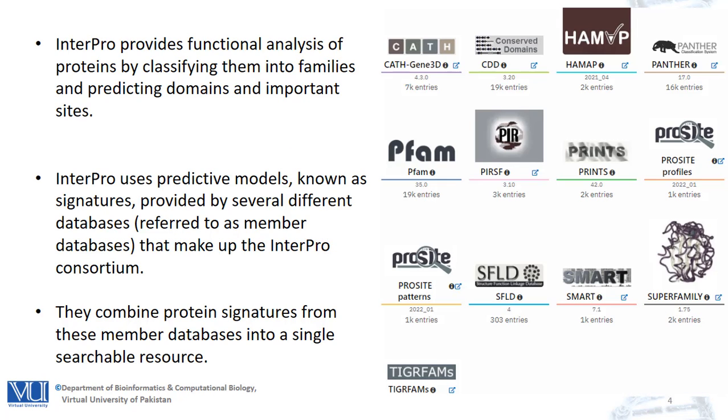Interpro provides the functional analysis of proteins by classifying the proteins into families and predicting the domains and important sites. Interpro uses predictive models known as signatures provided by several different databases. As you can see over there, different databases have been mentioned like PROSITE, Pfam, PRINTS, PANTHER, and many more. These are referred to as member databases that make up the Interpro consortium. They combine the protein signatures from these member databases into a single searchable resource.